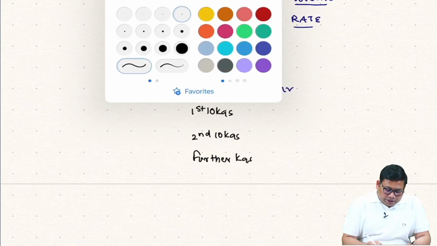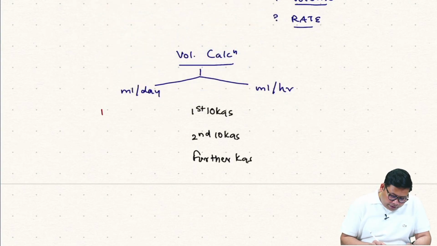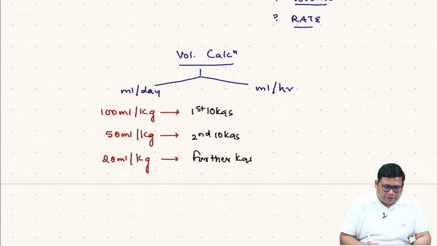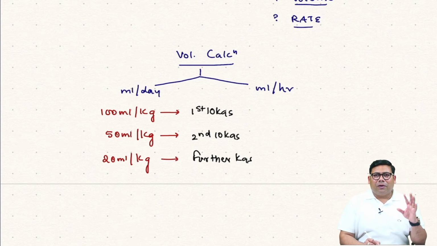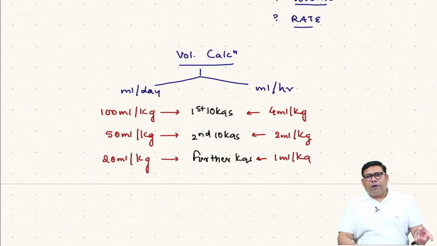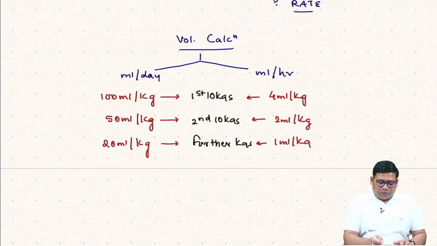We take it as, in ml per day, 100 ml per kg for the first 10 kgs, then 50 ml per kg for the second 10 kgs, and then 20 ml per kg for further kgs. To make it easy and memorizable, we have 150 20 150 20. Then when you talk about ml per hour, it is 4 ml per kg for the first 10 kgs, then 2 ml per kg for the second 10 kgs, and then 1 ml per kg for the further kgs. So 150-20 for ml per day and 4 to 1 in ml per hour. It's a very simple calculation.